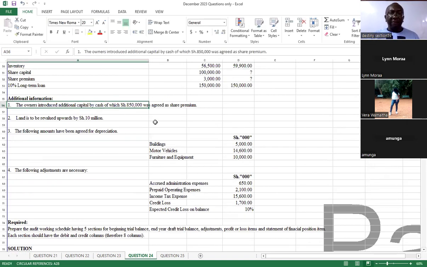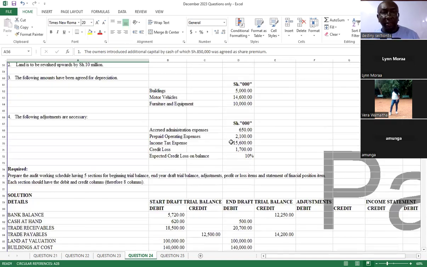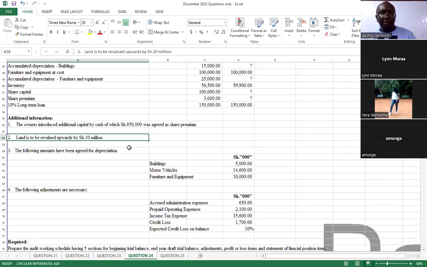This one, we already have adjusted for it. We already have adjusted this by having it come to the share capital here. So that one is already adjusted. The next one is RAD. RAD is to be valued upwards. So what we are going to do, we will debit RAD and credit the revaluation.